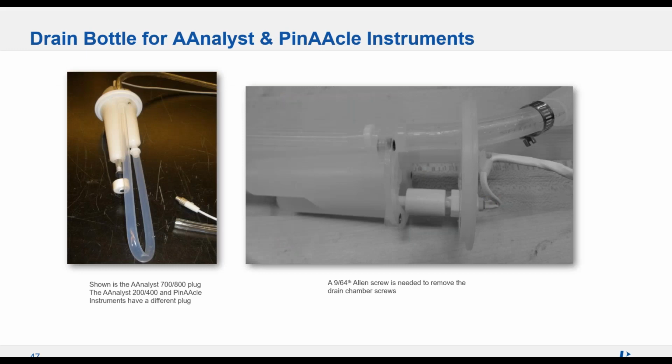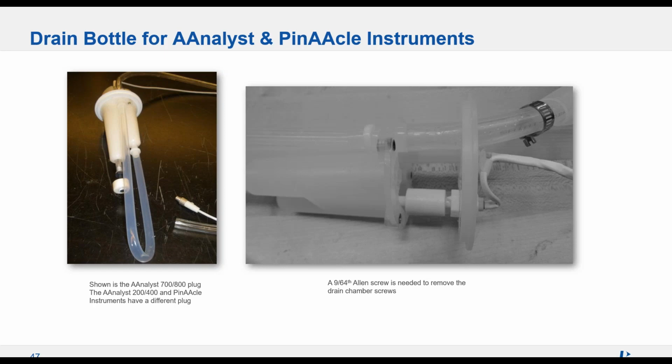And then the last part is the drain bottle. Now, it's very important that the drain bottle is kept clean. Periodically you might have to remove the top part of the chamber and clean it out. Your system will work much better if the drain bottle is kept clean and maintained well.